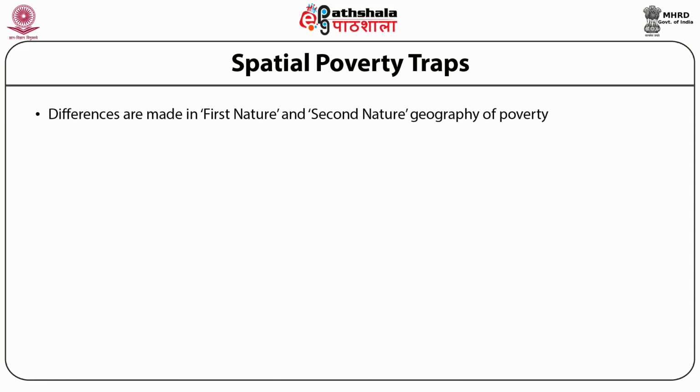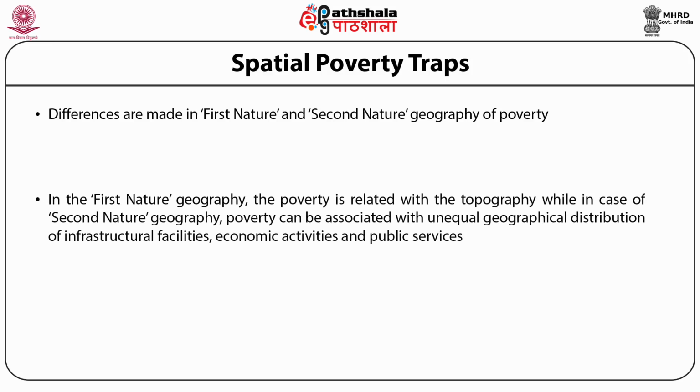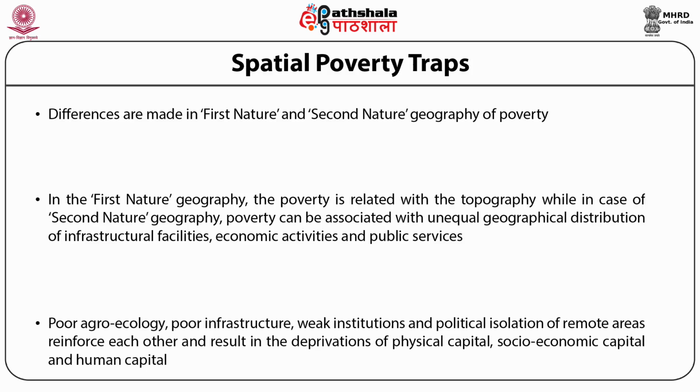Still, a distinction is made between first nature and second nature geography of poverty. In first nature geography, poverty is related to topography and the proximity or remoteness from the coast, while in second nature geography, poverty can be associated with the unequal geographical distribution of infrastructure facilities, economic activities, and public services. It is thus felt that poor agroecology, poor infrastructure, weak institutions, and political isolation of remote areas reinforce each other, and therefore the incidence of poverty in such areas increases.